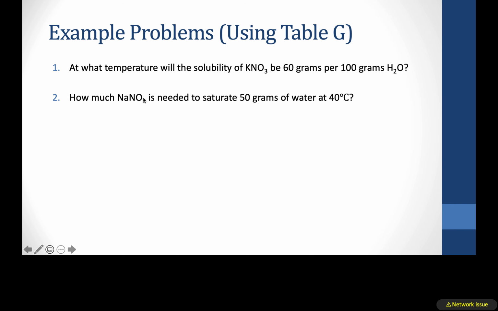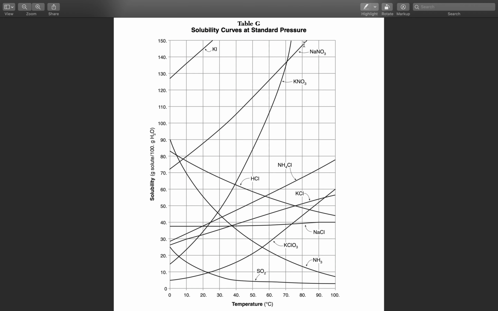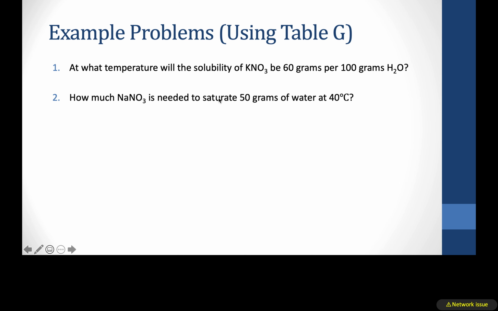Because if we look at NaNO3 and we go to 40 degrees Celsius and see how much can be saturated, let's do that. NaNO3 is, there it is, up here. 40 degrees Celsius is here, temperature's on the X. I go up, find the line, that's NaNO3. Right, we'll call that 106 grams? But that's 106 grams in 100 grams of water. So if we're talking about 50 grams of water, we have to cut that in half, right? So it's not 106, it's 53, which is half of 106, right?